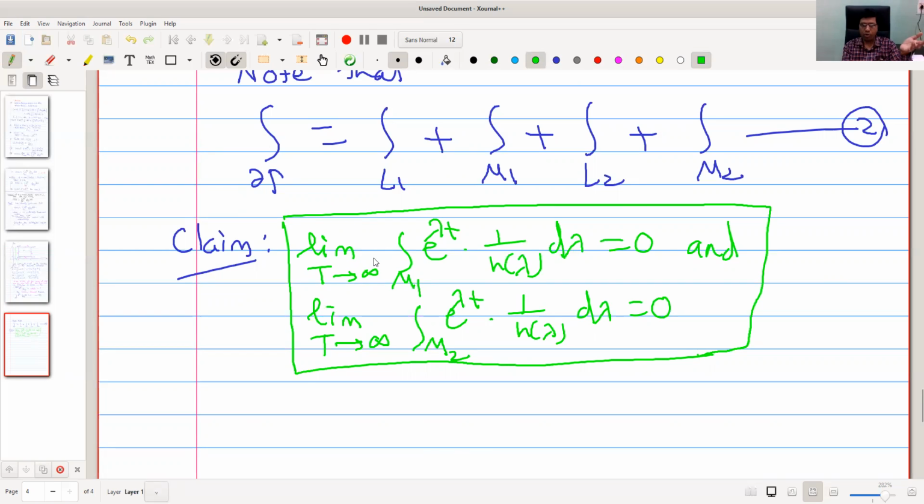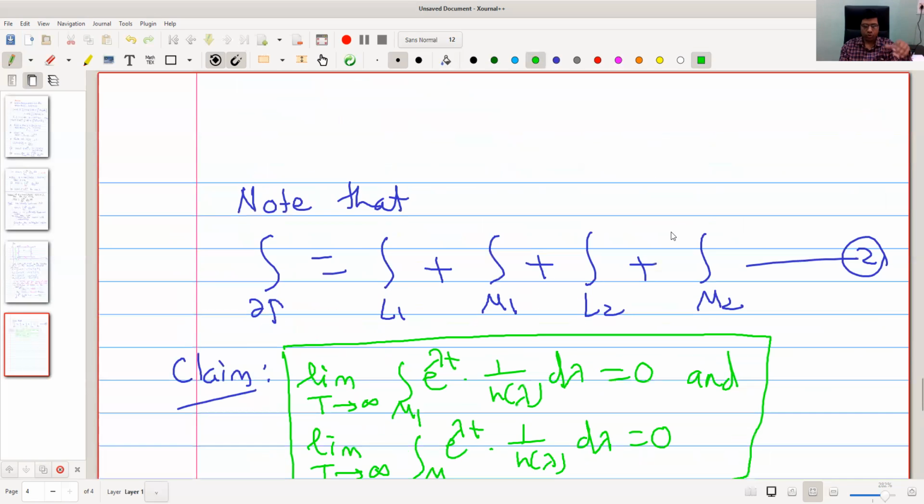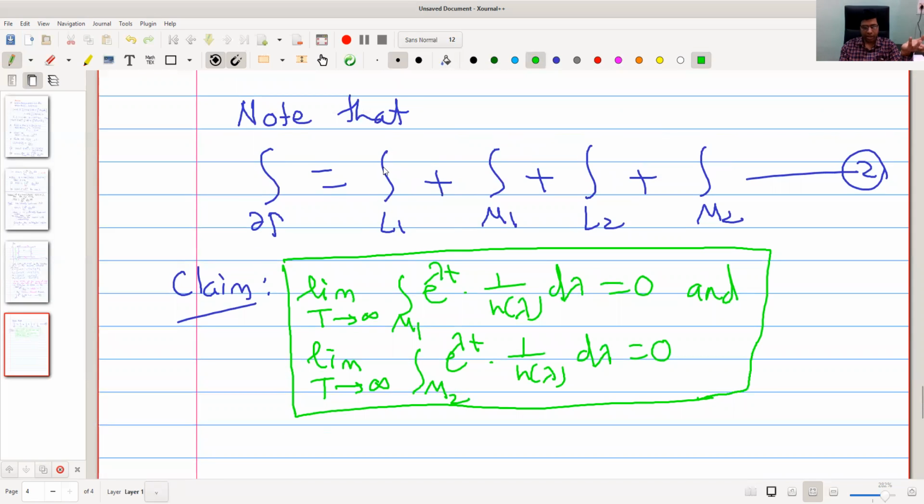Once we prove this, then we may consider the limit as t tends to infinity. Of course, we can have 1 upon 2 pi i, which is constant. We can multiply this by 1 upon 2 pi i, take the limit as t tends to infinity, and we use 1 and 2. So what we get? We get integral along L1 plus integral along L2 is 0, because this total is 0. Further we are going to prove that along M1 and along M2 these are also 0 in the limit. So if we take the limit, then integral along L1 plus integral along L2 is 0.